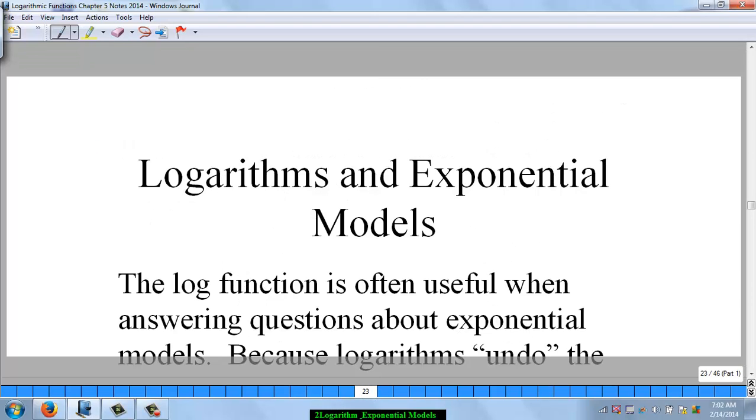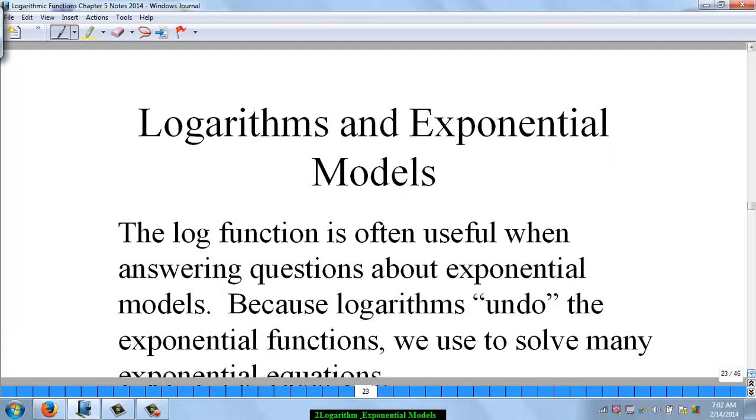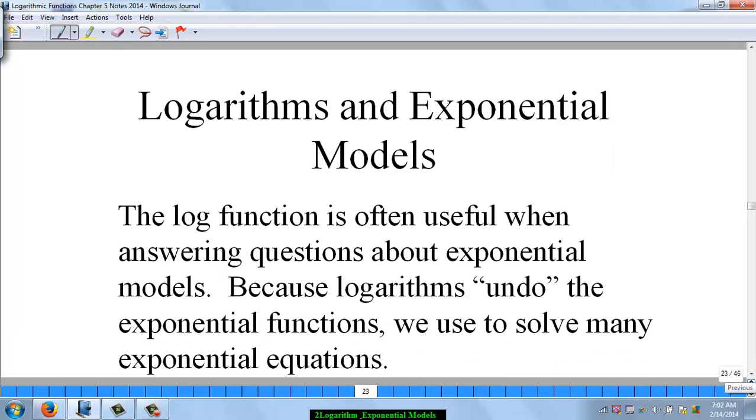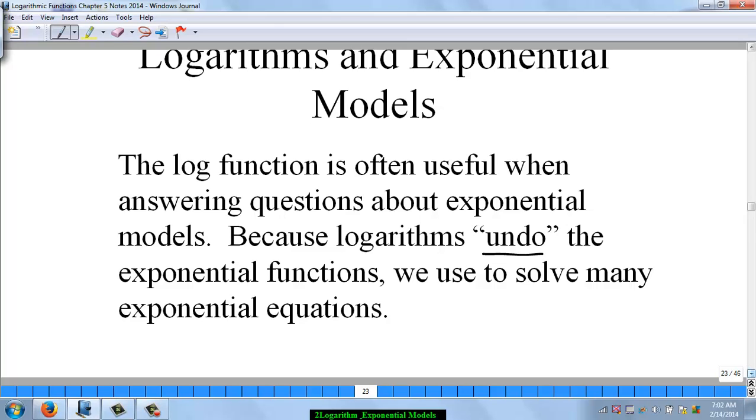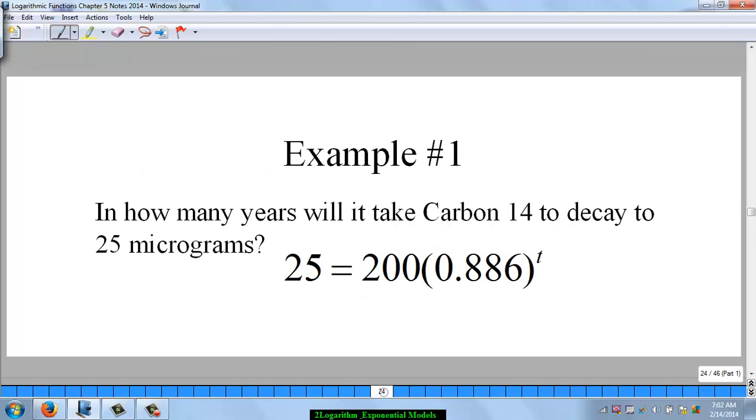Okay, now the logarithm in exponential models here is the log function is often used when answering questions about exponential models because logarithms will undo the exponential functions. We used to solve many exponential functions, and we have been doing that, but now I want to use it in a real-world context. So here's our first question, and we've done something like this, and I actually forgot the word thousand here.